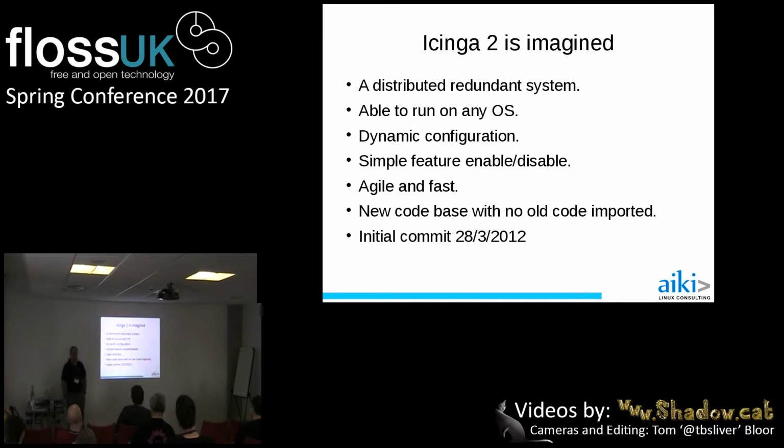Simple feature enable, disable. You want a checker, you want logs, you want debug: enable feature, disable feature. You don't have to go into a configuration file, edit it, save, go out, restart, make sure you didn't mess anything up. You just enable, disable, done. It's agile, it's very fast. The first benchmark I saw had it beat the original Icinga core by about, if I remember correctly, 60% for the same amount of testing. So it was much faster. It was a new code base, and the initial first commit was the 28th of March 2012. Almost 5 years to the date, almost.